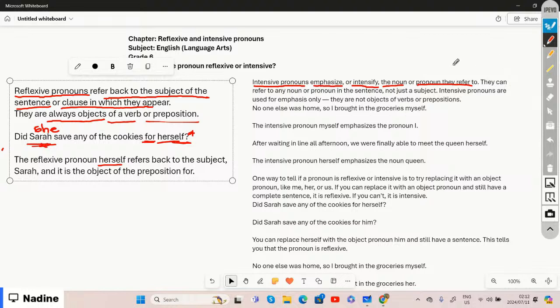And when it comes to the intensive pronouns, they can refer to any noun or any pronoun within the sentence. So they don't just have to refer to the subject, whereas a reflexive pronoun refers back to the subject of that sentence or the clause in which it appears.